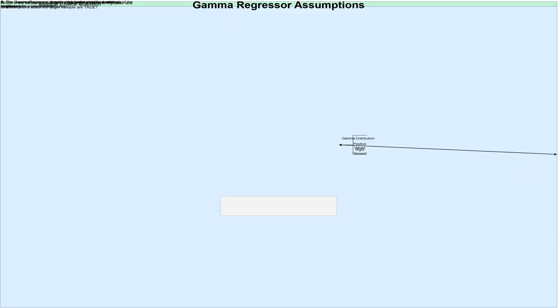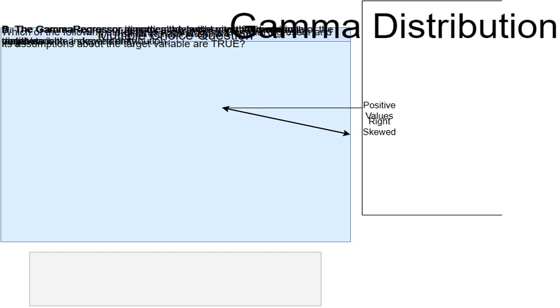I'll explain what assumptions the GammaRegressor makes about your data. It's a crucial part of understanding when to use this statistical model. We're looking at how GammaRegressor uses the gamma distribution to model your data. The gamma distribution is like a special tool in our statistics toolbox.